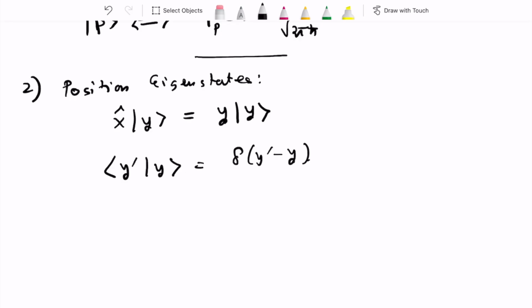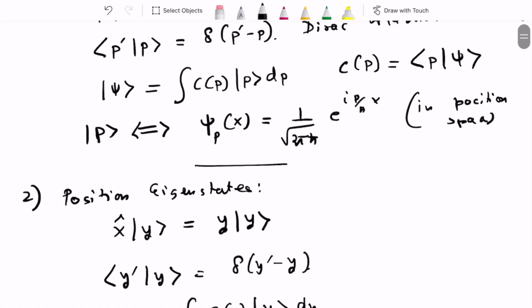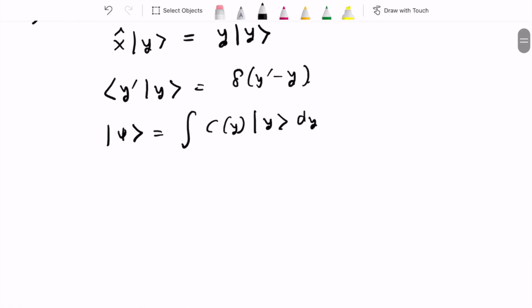Whenever it's Dirac orthonormalizable, it's also going to be complete, which means that any arbitrary state psi can be written as an expansion. I'm going to call this C(y), times |y> dy. So this is exactly analogous to what we have for the momentum eigenstates. So you can expand the state psi as a linear combination of position eigenstates as well, because they also form a basis. Okay, and how would you find the C(y)? The C(y) is just the scalar product of |y> and your arbitrary state psi.